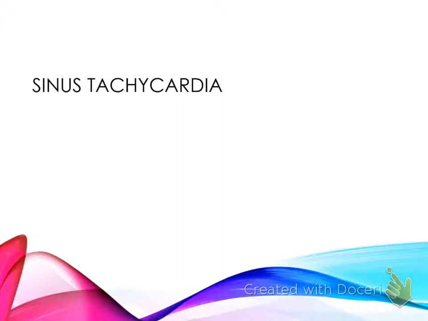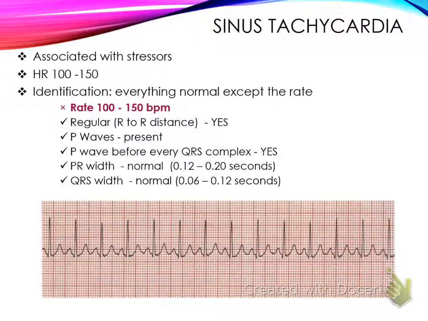Okay. Sinus tachycardia is its own little thing because it's normal, but the heart rate is fast. So everything normal except the rate. RRs are regular. There's a P before every QRS. The PR interval is the same. We can measure those out.